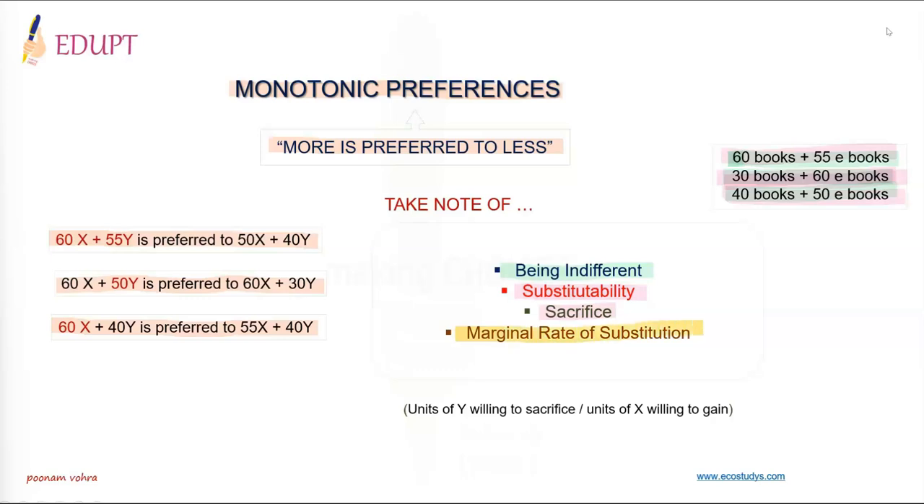It is the rate at which the consumer is willing to give up the amount of good Y to consume an additional amount of good X, so that the level of satisfaction remains the same. So marginal rate of substitution is units of Y willing to sacrifice divided by units of X willing to gain. That is, loss of good Y divided by gain of good X, or delta Y by delta X.